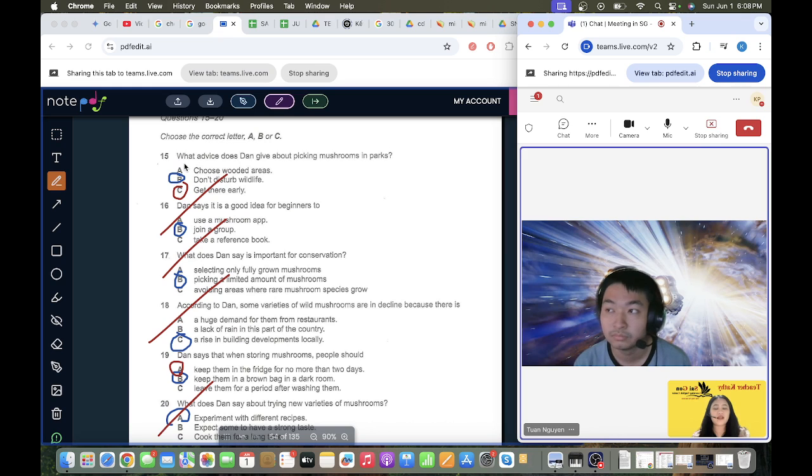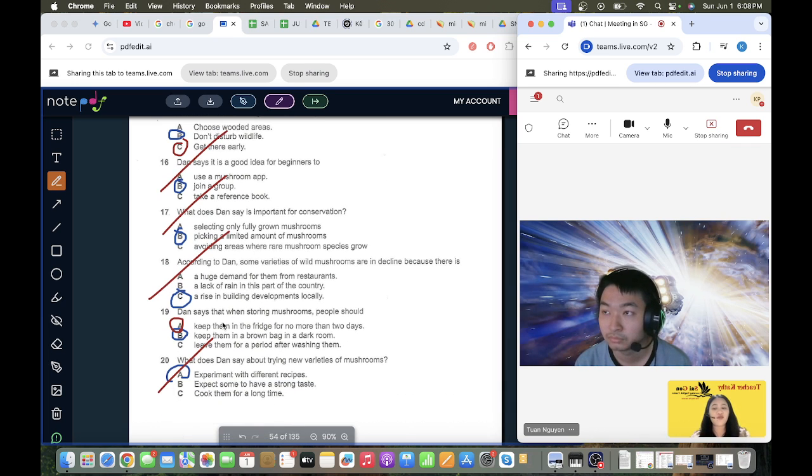Okay, so you got incorrect answers for questions 15 and 19. So instead of B for 15, it is C. Advice about picking mushrooms in the parks. It should be get there early. And then for 19, what Dan said about storing mushrooms, he said people should keep them in a fridge for no more than 2 days and not keep them in a brown bag in a dark room.